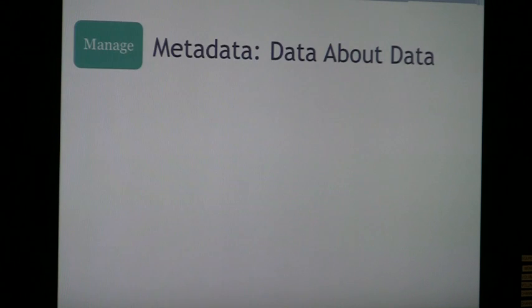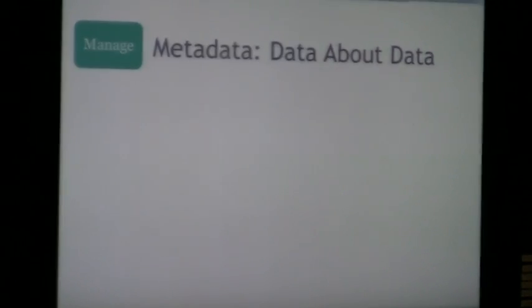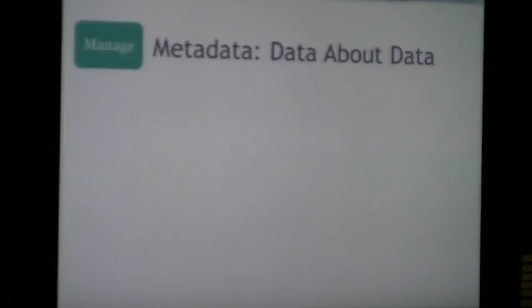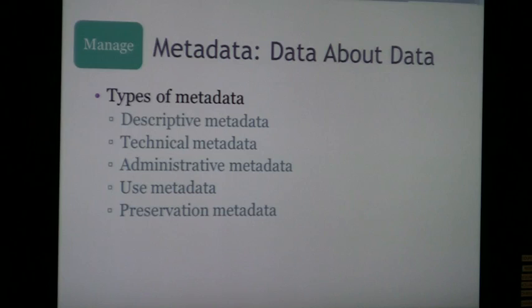The metadata portion of this is on the collect and manage part of the data lifecycle. Metadata is data about data, essentially. This is information that's going to help contextualize the data that you've collected and allow somebody else to use it, and also give you more information about what you've done. There are a few different types of metadata. Probably the most relevant and useful for what we're talking about is going to be descriptive metadata.